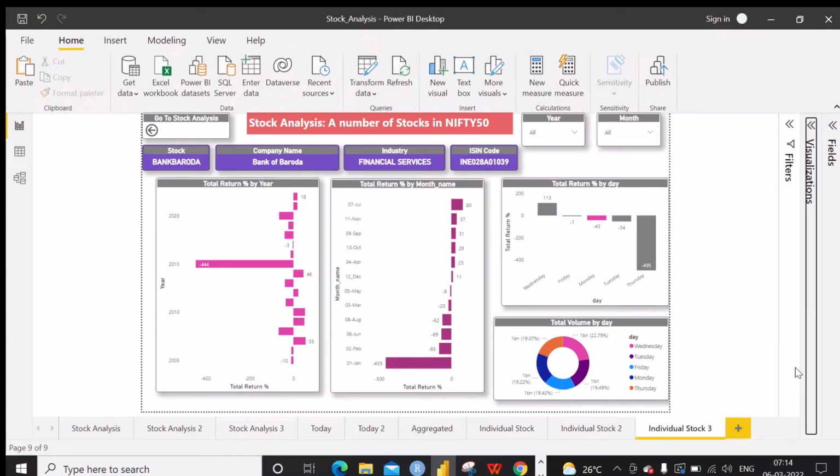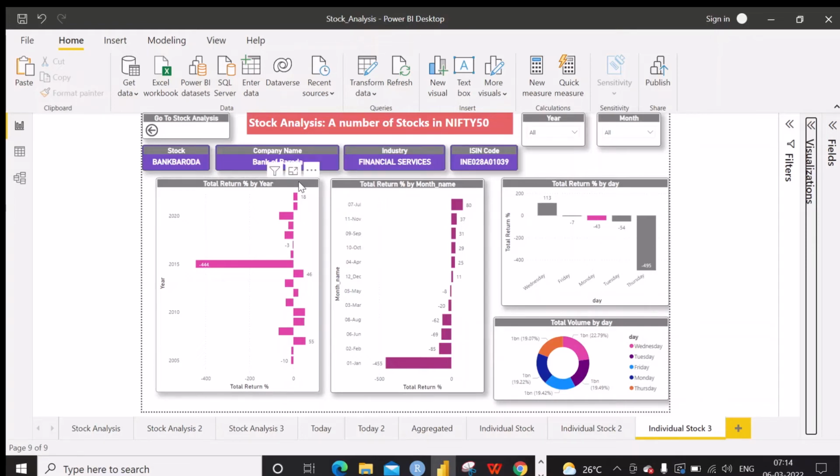This is the third and final page for the individual stock. The difference we can see on this page is, instead of having the date range filter, we have got year and month. So if a user is interested in any particular year or particular month, what is the return they can get, this page can be used for any individual stock.